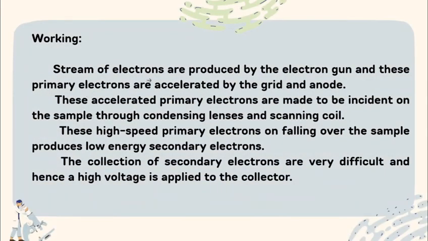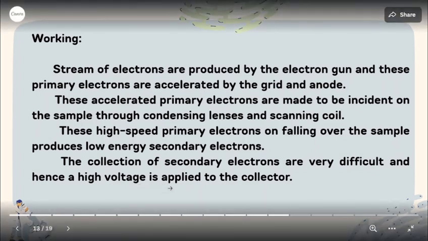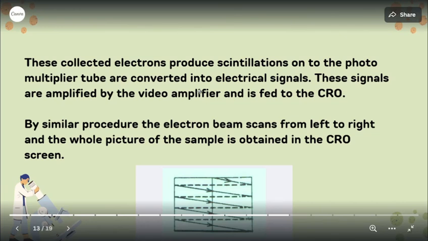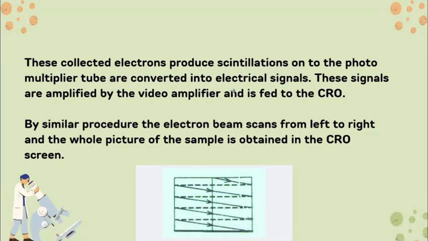Then the working principle. A stream of electrons is produced by the electron gun and these primary electrons are accelerated by the grid and anode. These accelerated primary electrons are made incident on the sample through the condensing lens and scanning coil. These high-speed primary electrons, on falling over the sample, produce low-energy secondary electrons. The collection of secondary electrons is very difficult, and hence a high voltage is applied to the collector. The collected electrons produce scintillations on the photomultiplier tube and are converted into electrical signals. These signals are amplified by the video amplifier and fed into the CRO. By similar procedures, the electron beam scans from left to right and the whole picture of the sample is obtained on the CRO screen.